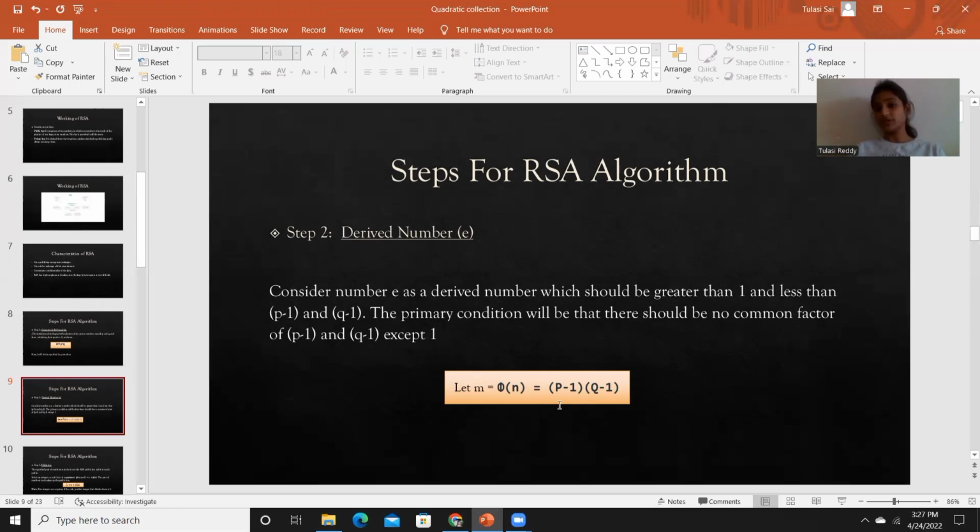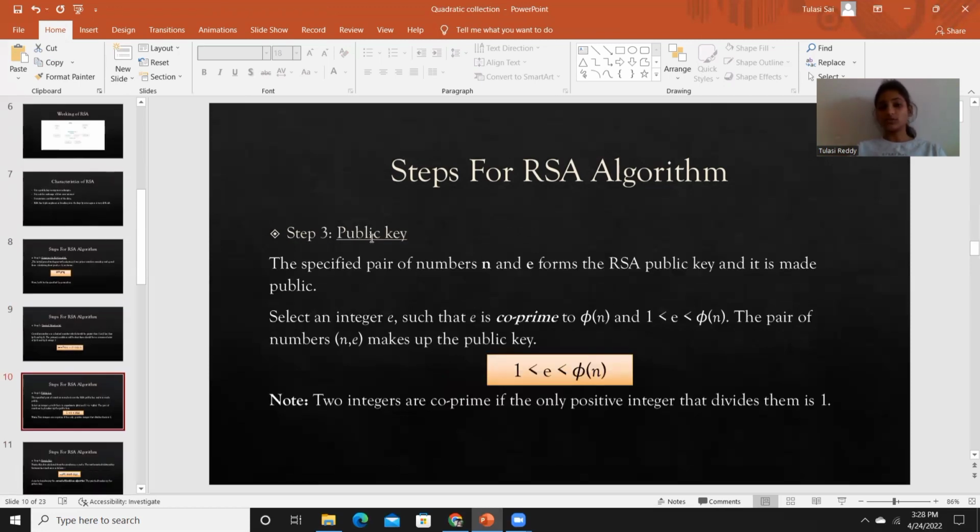We already know that P and Q are the prime numbers. So M equals P minus 1 and Q minus 1. This is the formula for the second step. The first step is about taking two prime numbers with N equals P into Q. So in the second step, M equals phi of N equals P minus 1 and Q minus 1.